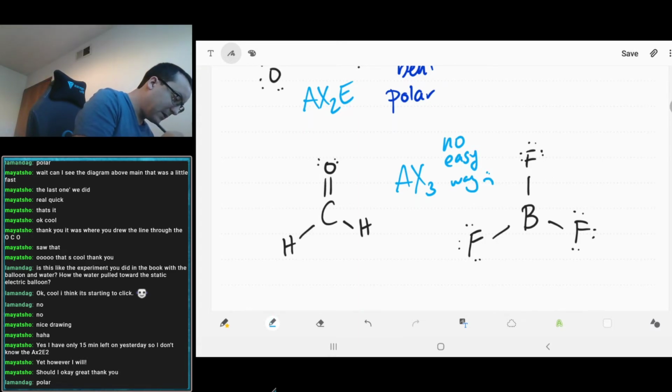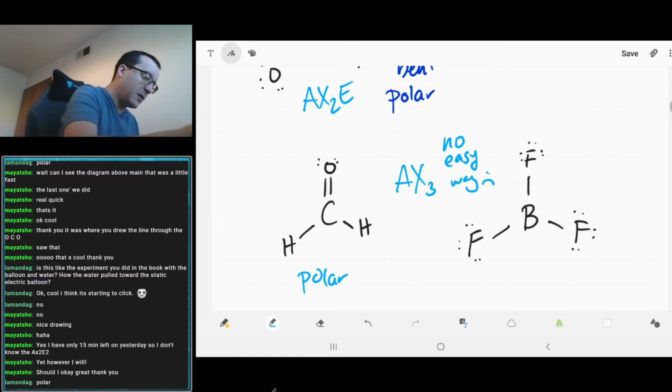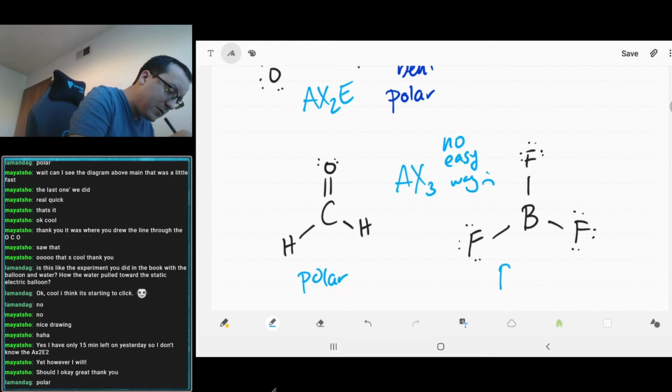Yeah, I agree. This one, take a look. We cut it. Oxygen on one side, fluoride on the other side. Not so great. So this one will be polar. Did I erase something? Oh, yes, I erased my sad face. And lo and behold, if we do it another way, same thing, same thing, same thing. This one will be nonpolar.